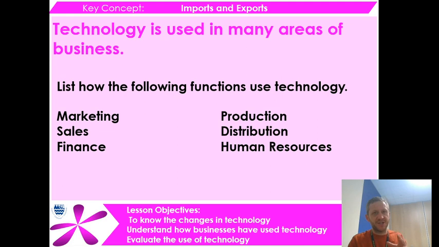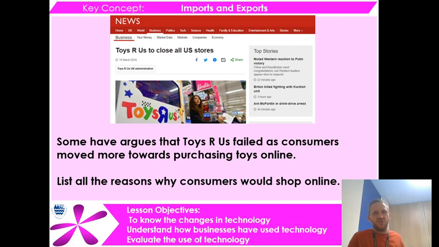So now we should understand that technology is pretty huge. It's used everywhere and it's quite important. This is an old article now from a couple of years ago, but Toys R Us closed all its stores. One of the reasons that people have suggested is that consumers moved towards purchasing their toys online. If we go to Amazon, we can get stuff same day, if not the next day. That's one reason why they're saying that Toys R Us closed down.